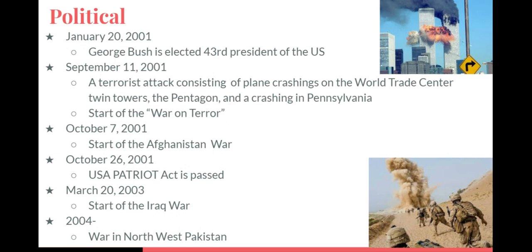Another part of the War on Terror is the Iraq War that started in 2003 to overthrow the government of Saddam Hussein, and the war in northwest Pakistan that began in 2004 as the Pakistan Army attempted to drive out Al-Qaeda and the Taliban of Waziristan.